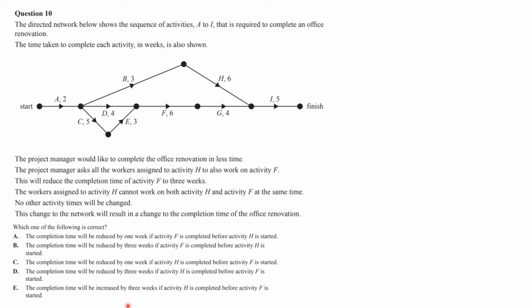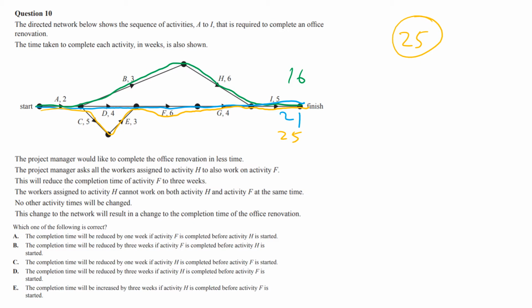Sorry for the tiny writing, it's the only way to get it to auto-fit. So let's do this top path, which I'm going to do in green. This top path here, that is 16. I'm going to do the middle path for all you Buddhists out there. That is 21. Then I'm going to do an orange path, which is this bottom path. And that is 25. So currently our total to complete the activity is 25.